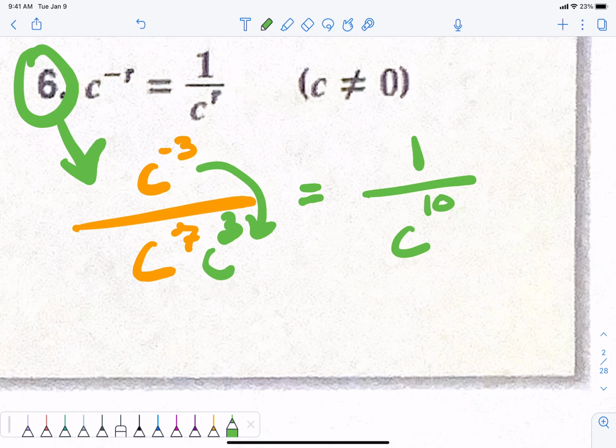I know with the... wait, 10, wait, or with the 7. Could you not just subtract it, go negative 3 minus 7, that's negative 10, and then put it? Yeah. Okay, happy with that?